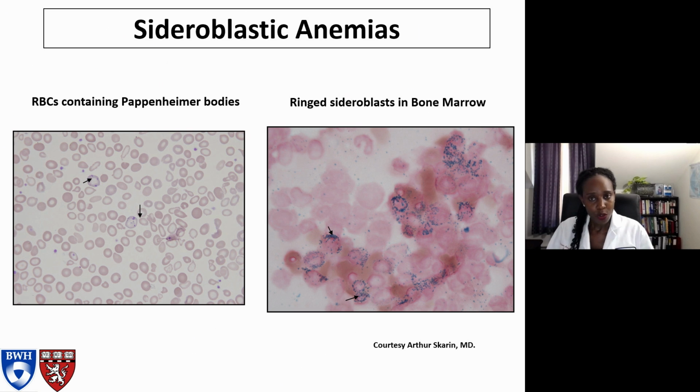In a patient who has a sideroblastic anemia, the peripheral smear may show Pappenheimer bodies, which are free iron in the red blood cell, and the bone marrow aspirate shows these rings of extra mitochondrial iron around in a circular form in erythroid precursors.